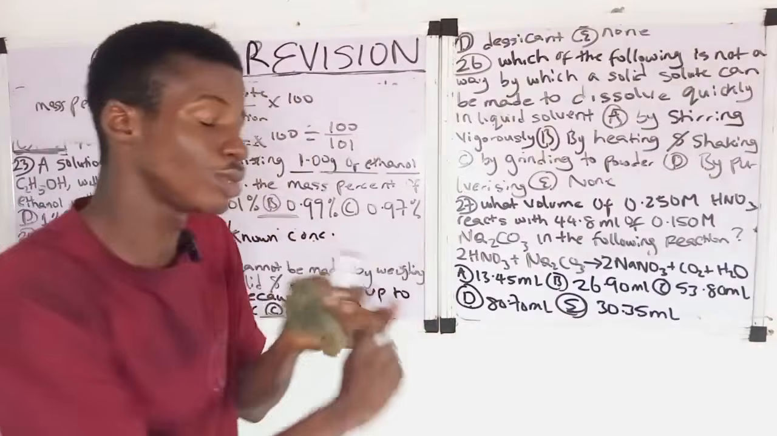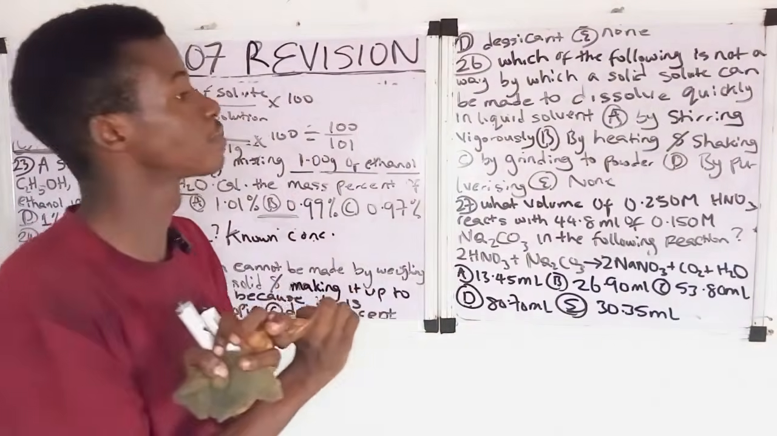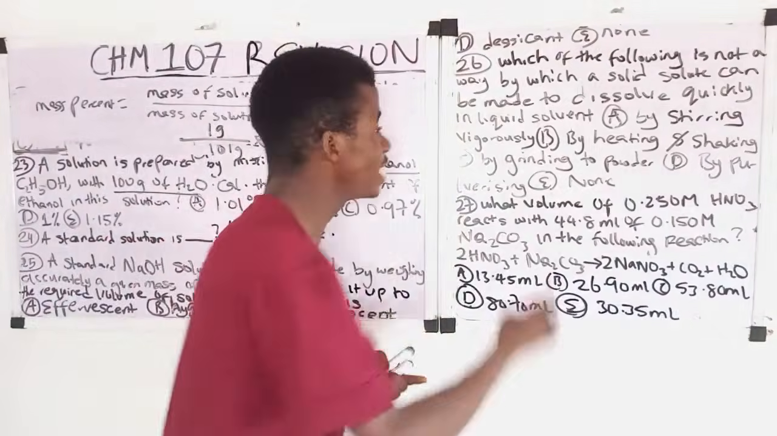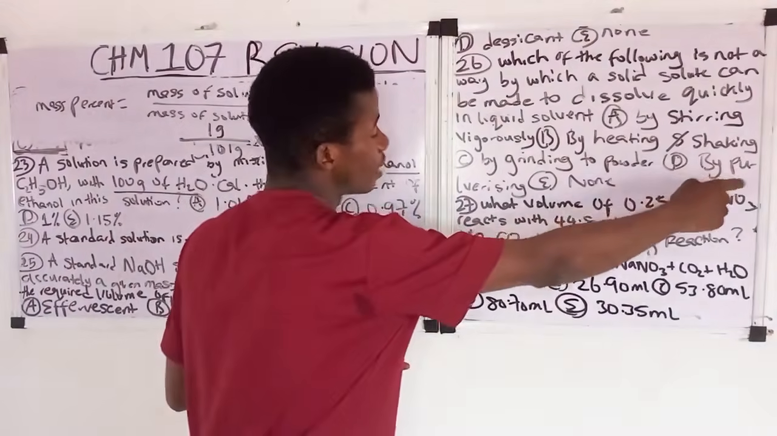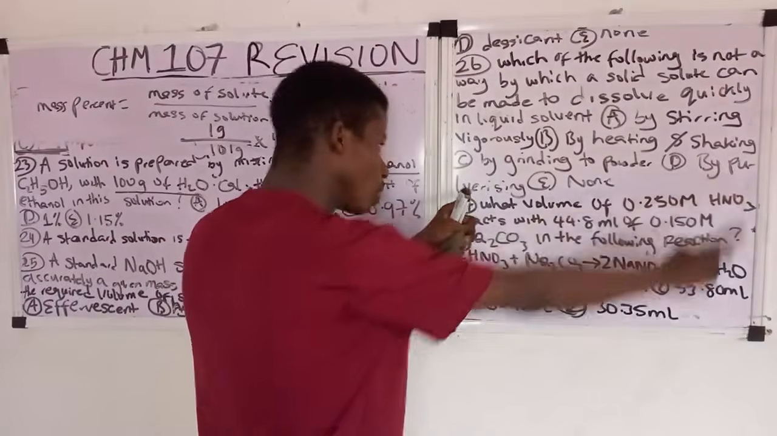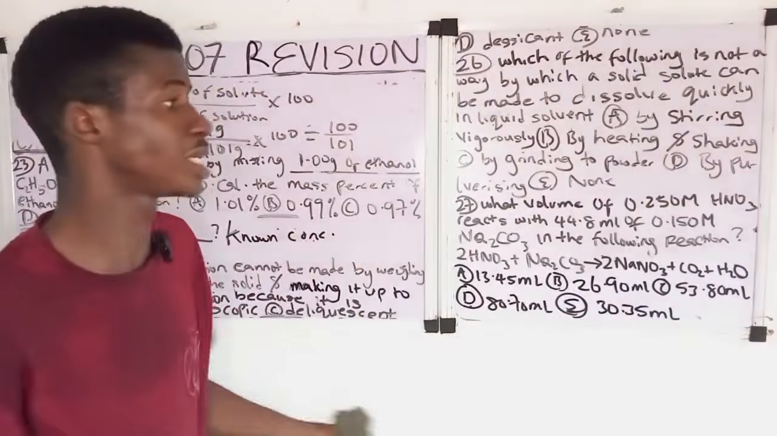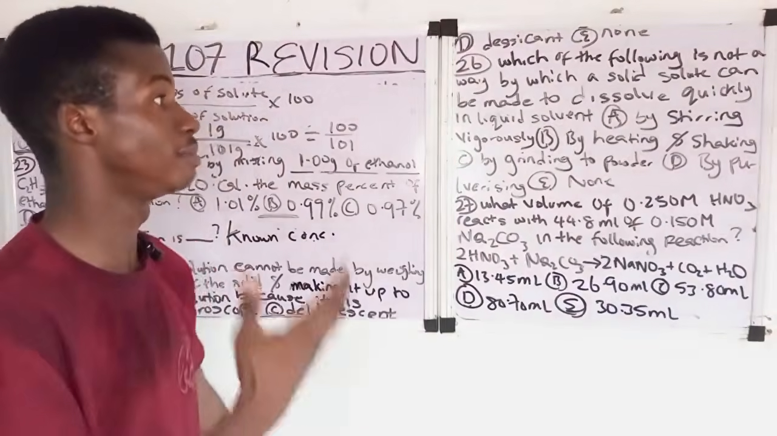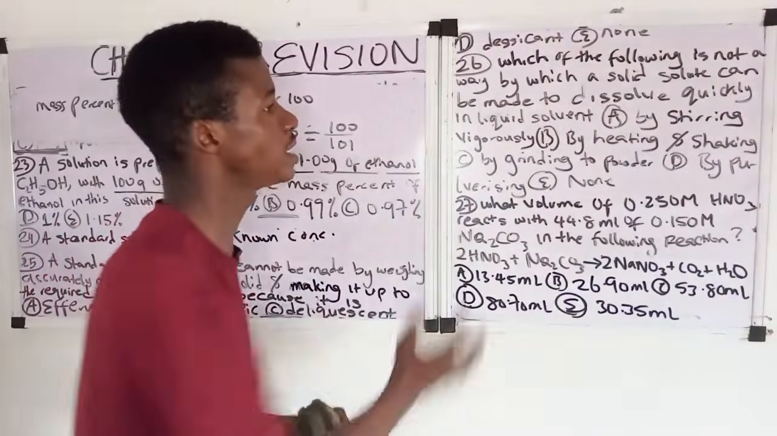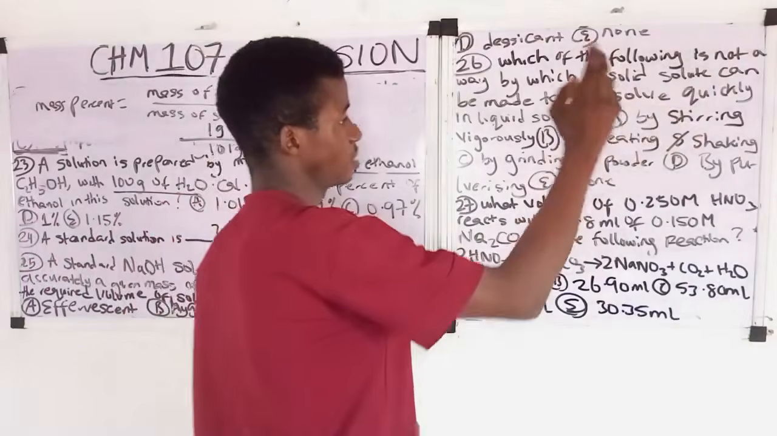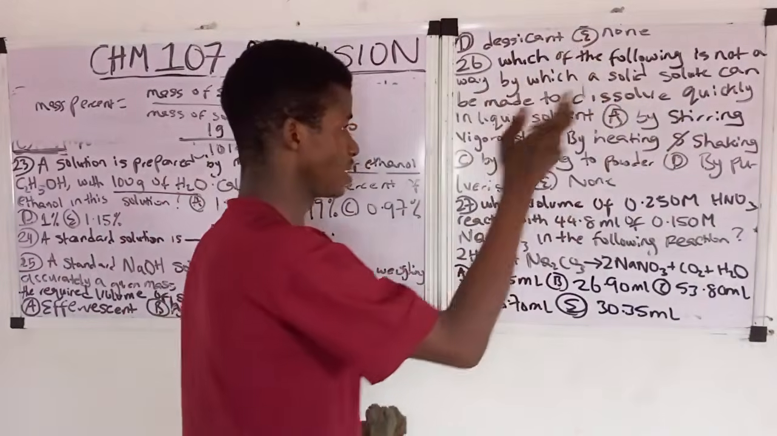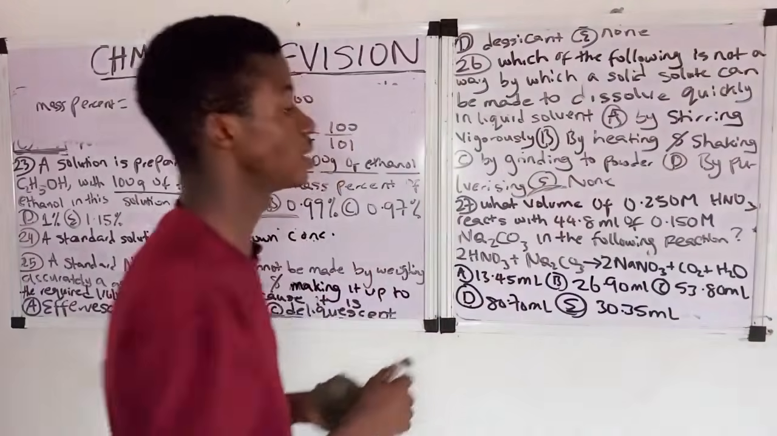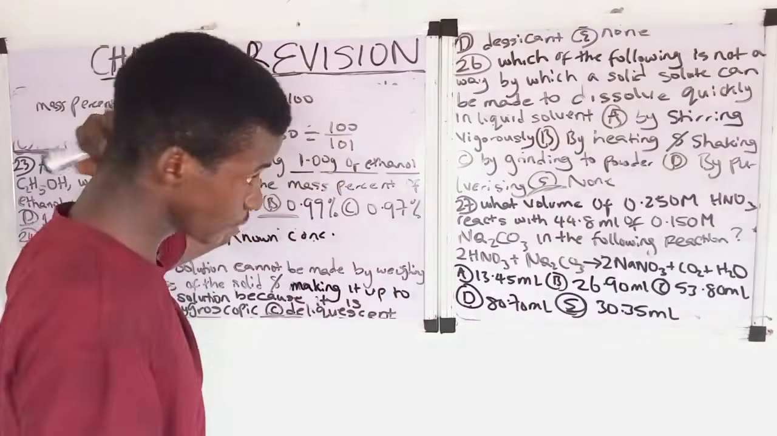If you stir it, the solid will dissolve quickly. If you heat it and shake, the solid will dissolve quickly. If you even pulverize it, it will also dissolve quickly. So they say, which of these is not a way by which a solid can be made to dissolve quickly? All of these are ways: by stirring, by heating, by grinding, by pulverizing. So the answer is none, which is E.